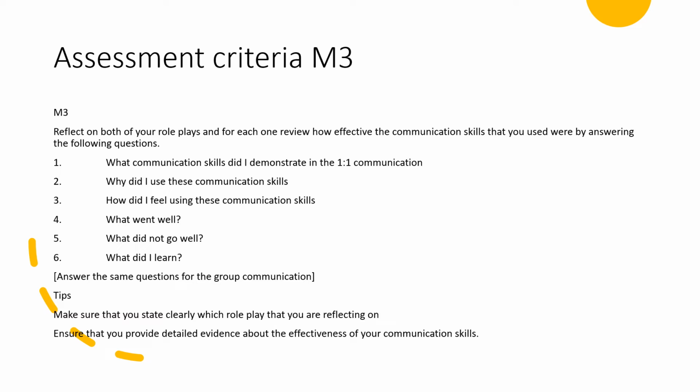Whilst you're carrying out your one-to-one and your group communication, you will need to be observed and a feedback sheet completed on you. For M3, you will need to reflect on both of your role plays, and for each one, review how effective the communication skills that you used were by answering the following questions. You can use your feedback sheets that you are given after your one-to-one and group to help assist you with this, and any feedback provided by a witness observation.